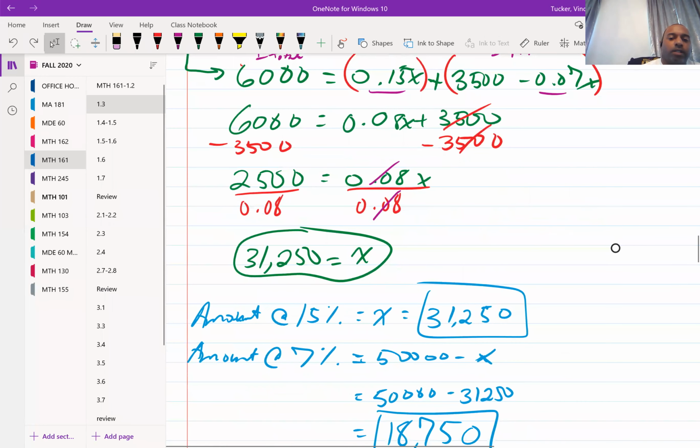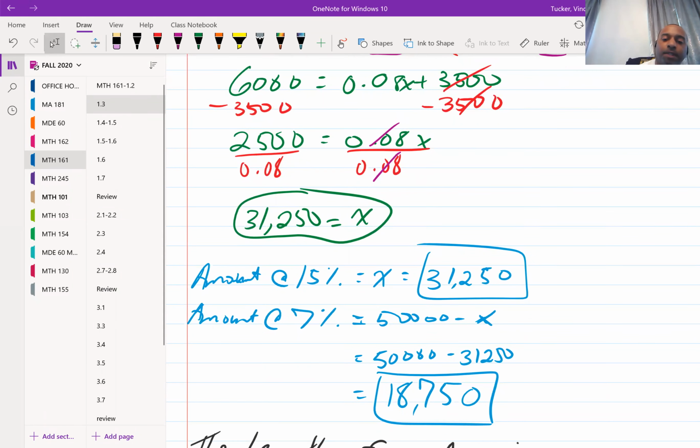All right, so X is equal to 31,250. Remember, you always got to go back and make sure you answer the question. Remember, we want to know how much money we would put in each account. So X is equal to 31,250. And then you take that 31,250 minus 50,000, and that will be 18,750.